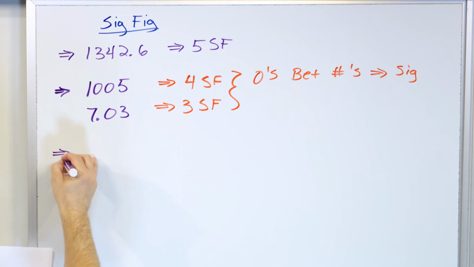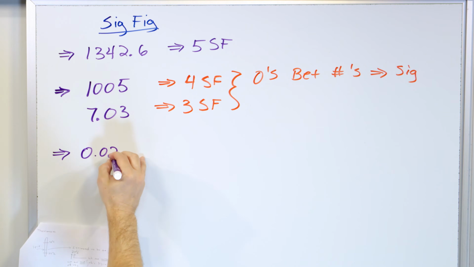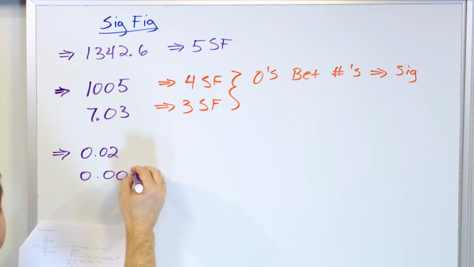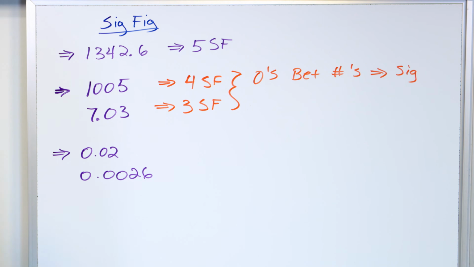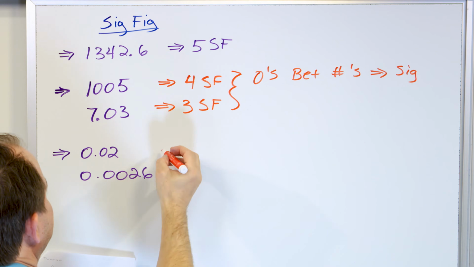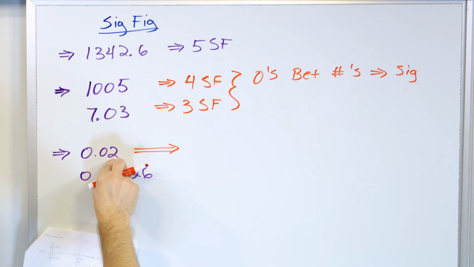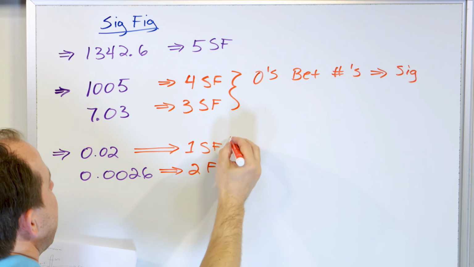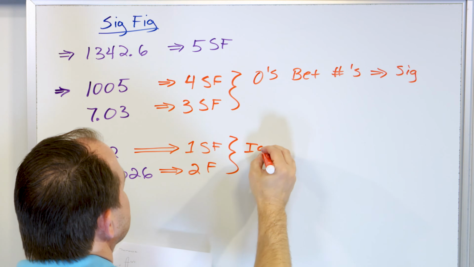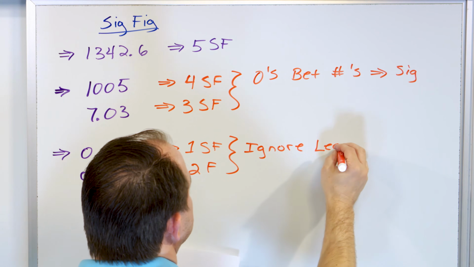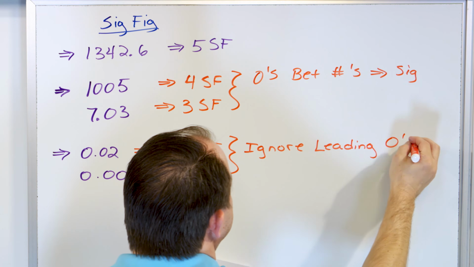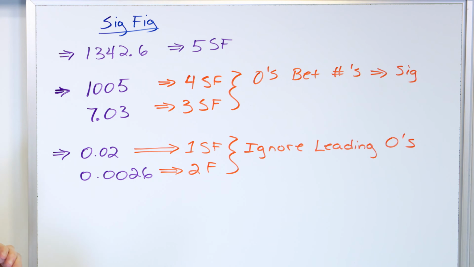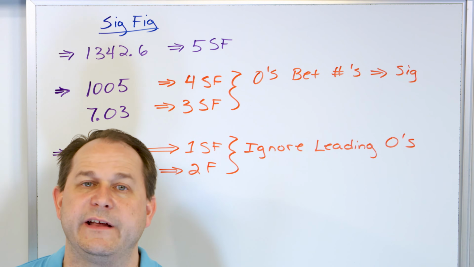All right, let's take a look at the next rule. Next rule, what about 0.02 or 0.0026? Now, what do you do here? Here we have zeros, but they're not sandwiched between non-zero numbers. I mean, we have leading zeros, in other words. These are leading zeros here. So actually, this guy has only 1 significant figure. And this guy has only 2 significant figures. And the rule that you follow here is ignore leading zeros. Leading zeros. All right? And what I mean when I say ignore is they're not significant.